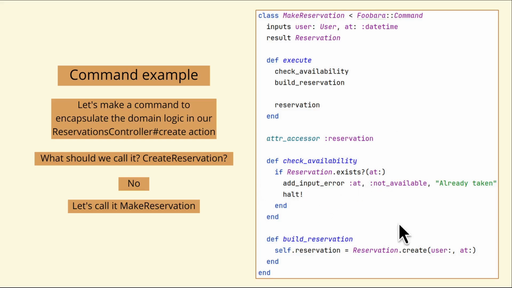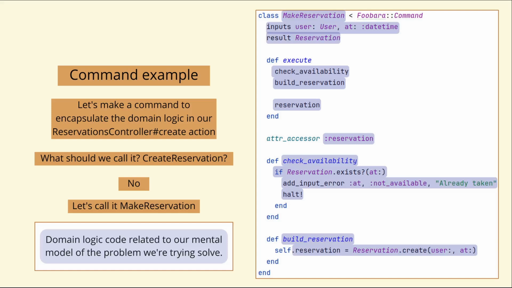We have some error handling. We are creating a reservation entity. And the important thing to point out here is that all of this code is related to implementing the domain logic behind creating a reservation. There is no HTTP integration code here.